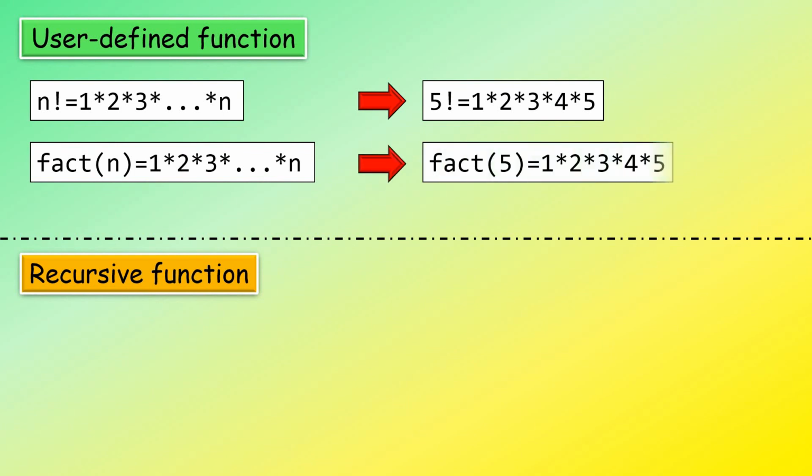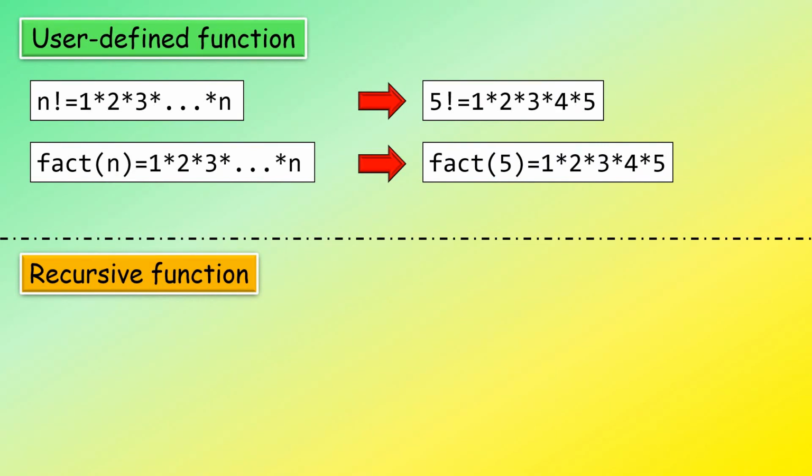That is, fact of 5, that is when I call the function with input 5, it actually calculates 1 into 2 into 3 into 4 into 5. This is what is happening in the user-defined function. If I want to change this problem into a recursive function, that is, I want to calculate factorial of a number recursively. Let us see that.